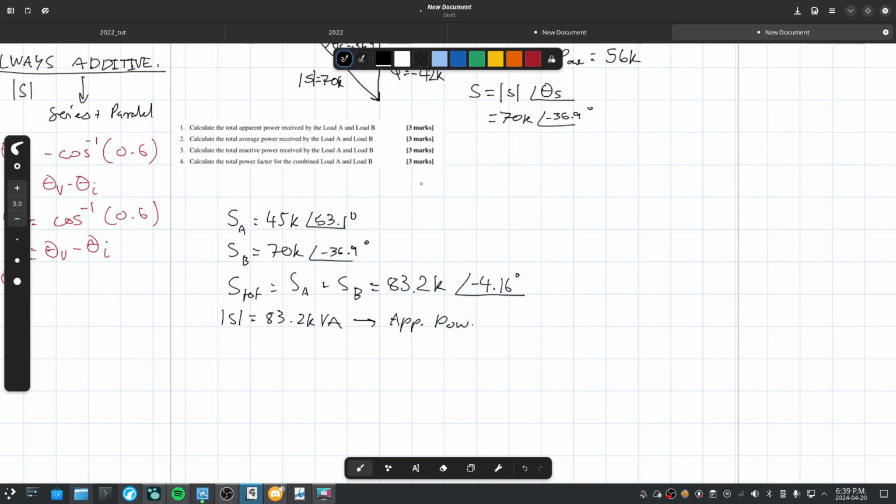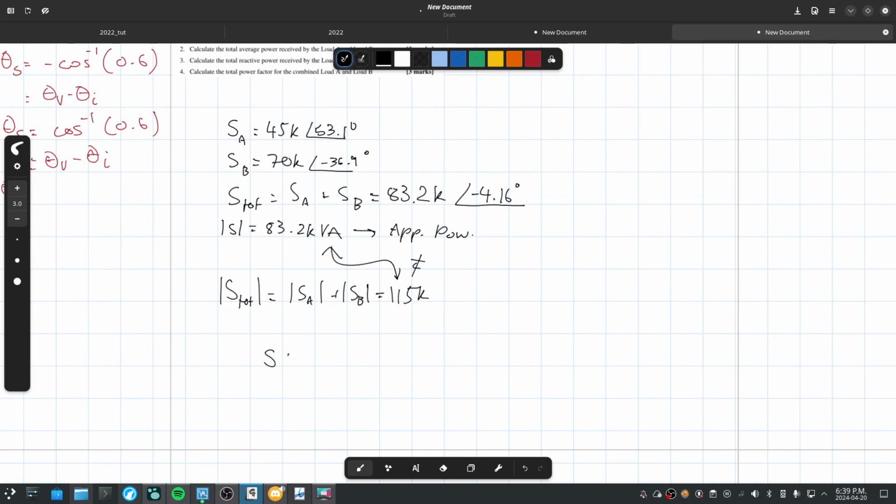Correct. Yes. So let me show you how this doesn't work for magnitudes. If I wrongly state that the apparent power total is equal to the apparent power A plus the apparent power B, what am I going to get? I'm going to get 45,000 plus 70,000. That's 115,000. You can see these are not the same. And that's what I was saying, that the magnitude of S1 plus S2 is not equal to the magnitude of S1 plus the magnitude of S2. They're not the same.